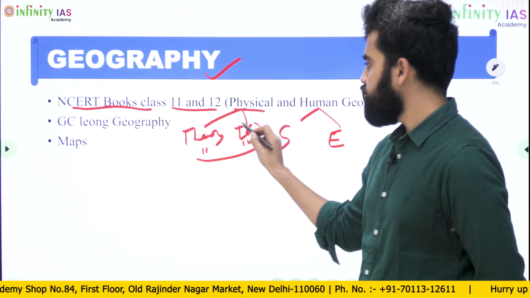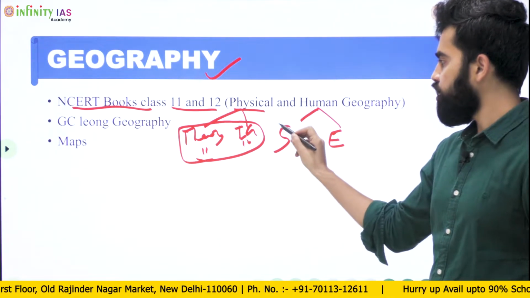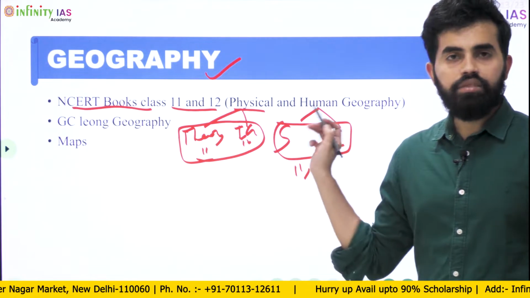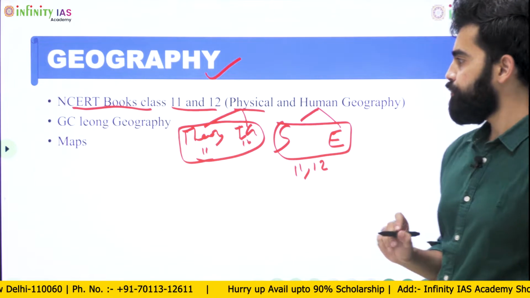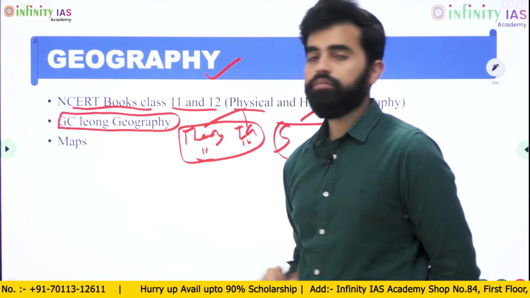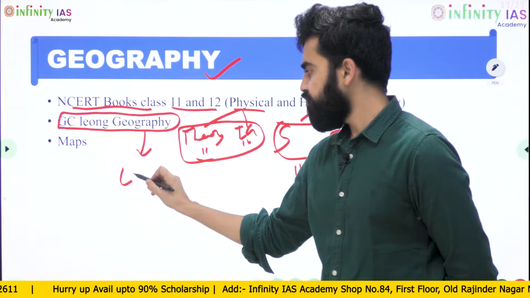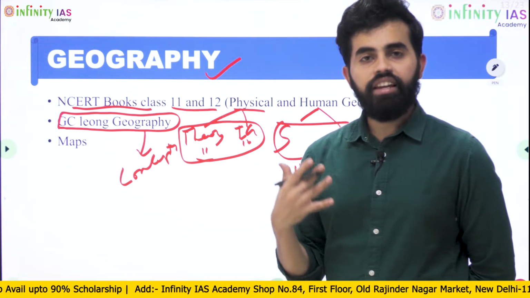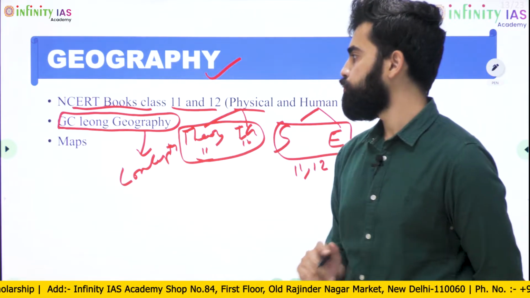So these two books are a must, and when it comes to human geography, there are two more books in class 11 and 12. These must be read to improve our understanding of different concepts. Then comes G.C. Leong geography book. This is much more important for understanding different concepts and understanding various current affairs related subjects that will be happening, which we will discuss now.